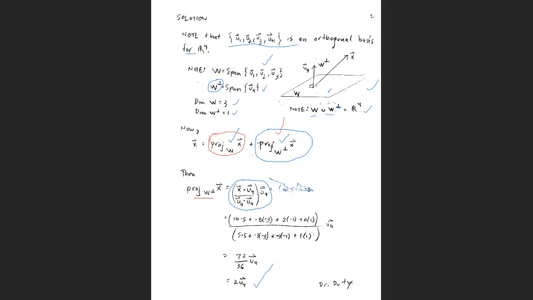Okay, so what is 2 times U4? 2 times U4 will equal 10, -6, -2, and 2. And that will be a vector in the span of the vector U4, because W perp is the subspace defined by the span of the vector U4.